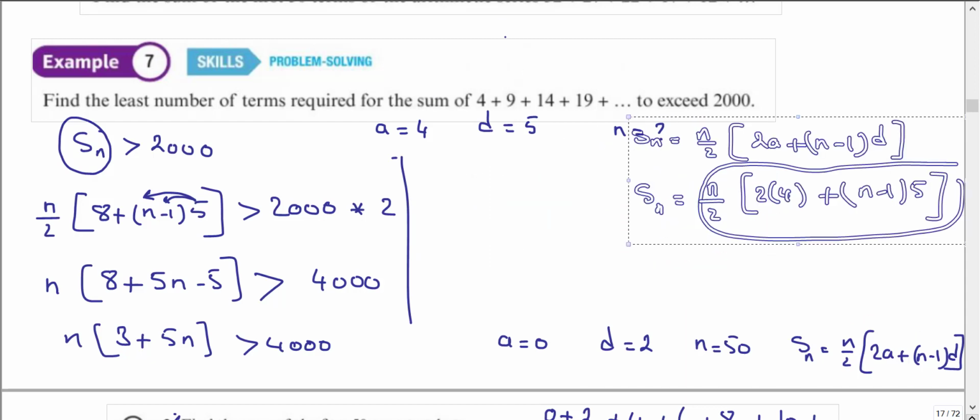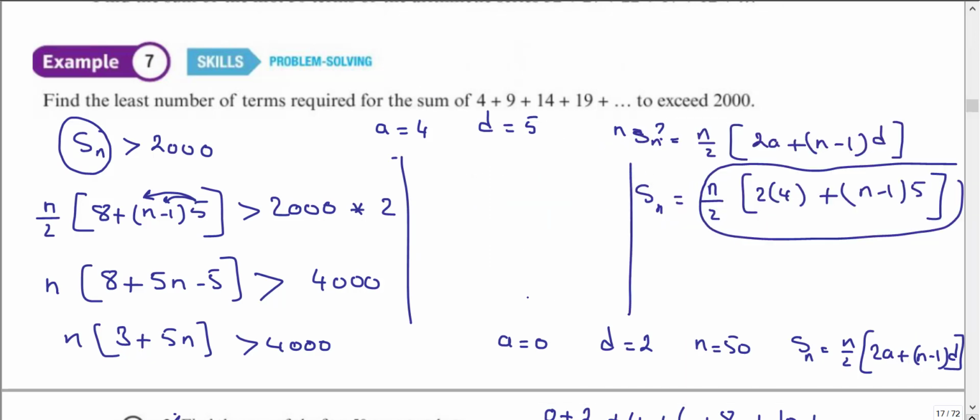Let me move this to this side. Now you have to solve this to get n. Multiply n by the bracket, you get 3n plus 5n squared. Move 4000 to the other side, it will be minus 4000 greater than 0. Rearrange the terms: this is a quadratic inequality, 5n squared plus 3n minus 4000.